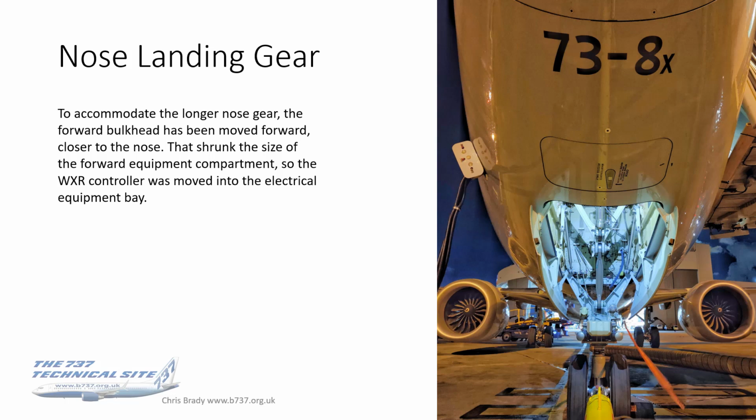That shrunk the size of the forward equipment compartment, which you can see very nicely highlighted in black in front of the nose gear. Now, with that being shrunk, some of the kit in there had to go, and it was the weather radar controller that went, and that was moved just further back into the E&E bay.